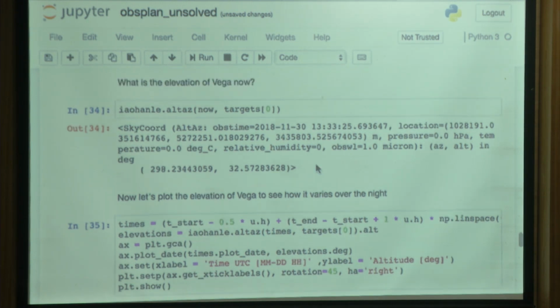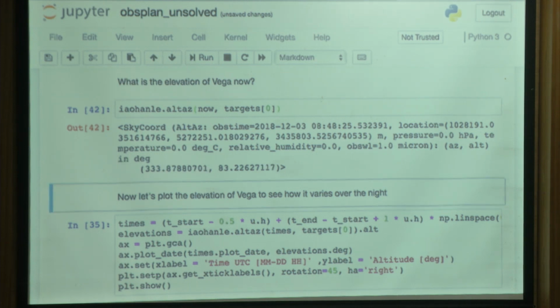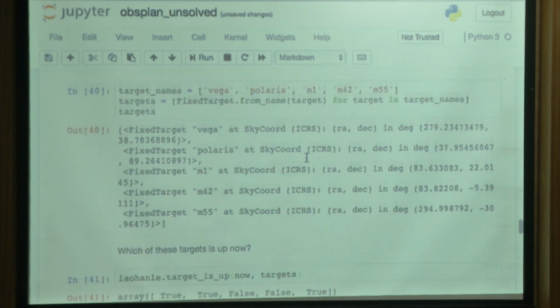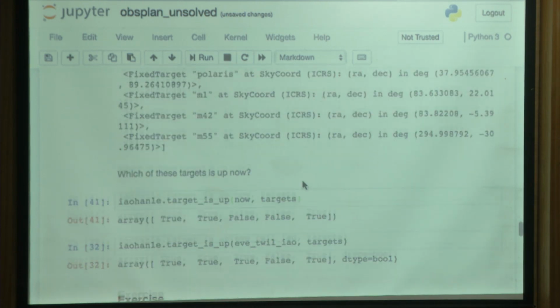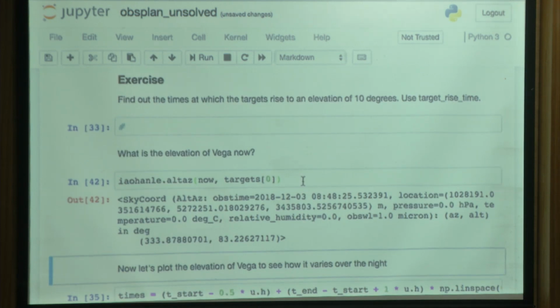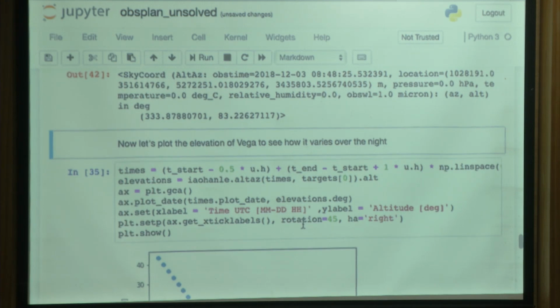So now let us see what the elevation looks like. We can also plot the elevation using the alt-az function. We can get the alt-az at any given point. We can find the alt-az of target 0, which is our first target, Vega. The position of Vega right now is around 83 degrees elevation, so it's pretty high up right now. Now let's see how it varies over the night.